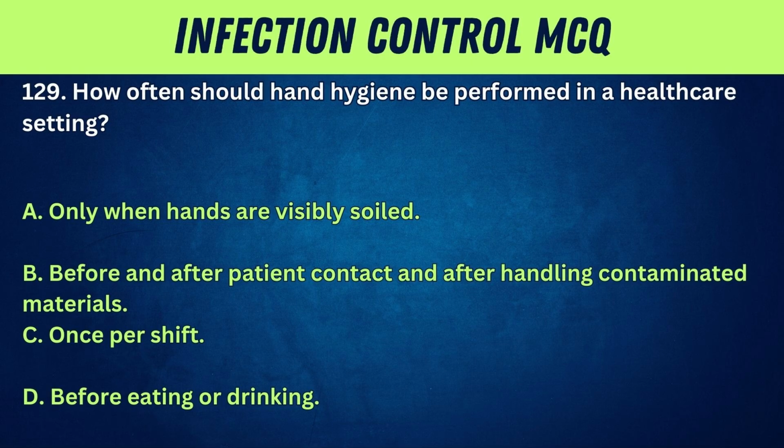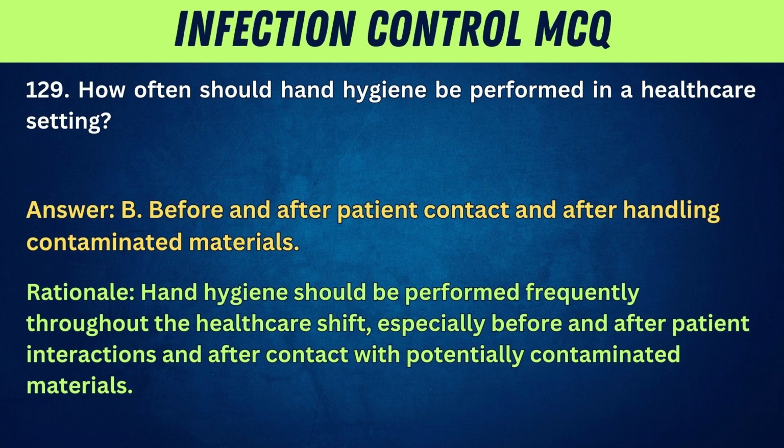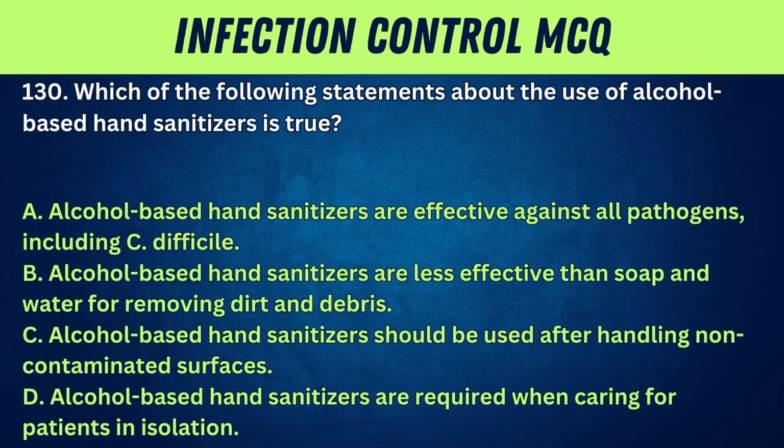129. How often should hand hygiene be performed in a healthcare setting? A. Only when hands are visibly soiled. B. Before and after patient contact and after handling contaminated materials. C. Once per shift. D. Before eating or drinking. Answer: B. Before and after patient contact and after handling contaminated materials. Rationale: hand hygiene should be performed frequently throughout the healthcare shift, especially before and after patient interactions and after contact with potentially contaminated materials.